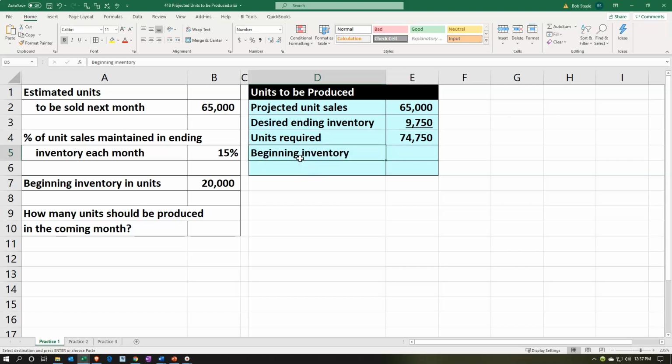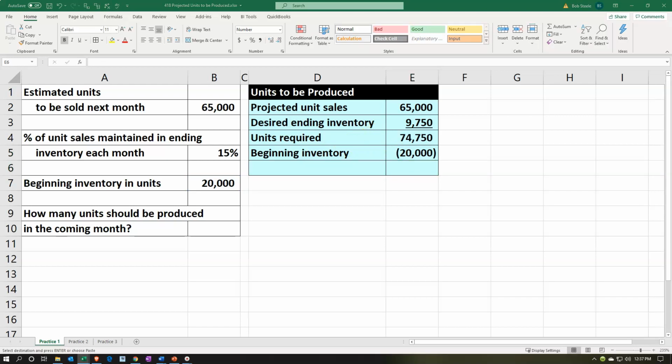Now, we already have some units on hand, however, in the beginning inventory, from the inventory that was left over from last month. So we have those actually physically on hand. We're not guessing here because we can go count those. So we have 20,000 on hand. So I'm going to say, all right, 20,000. We don't need to make those 20,000 in order to get to the number we need, 74,750, because those are already in beginning inventory.